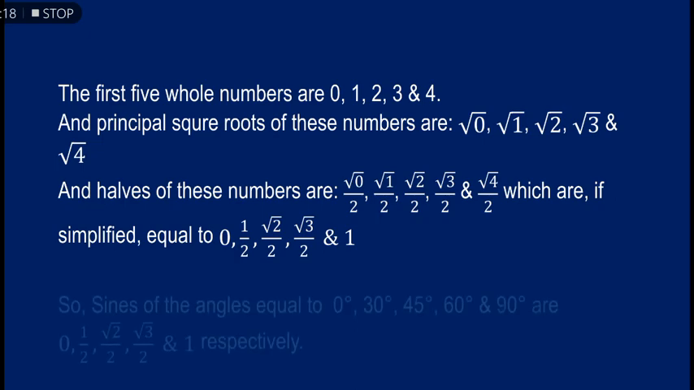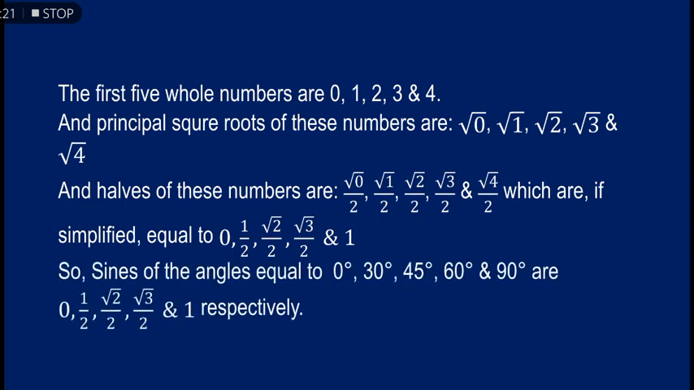and 1. So sines of the angles equal to 0 degree, 30 degrees, 45 degrees, 60 degrees and 90 degrees are 0, 1 by 2, square root of 2 by 2, square root of 3 by 2 and 1 respectively.